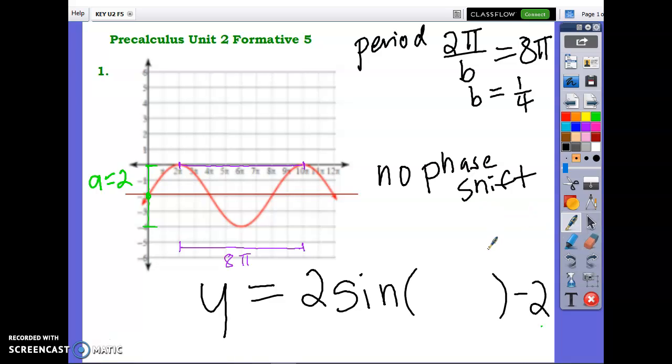It doesn't really matter usually where you start, but I particularly like to start with the amplitude and the period and the vertical shift, because those are the easiest things for me. Finding A and finding D. And then B and C we'll get last.